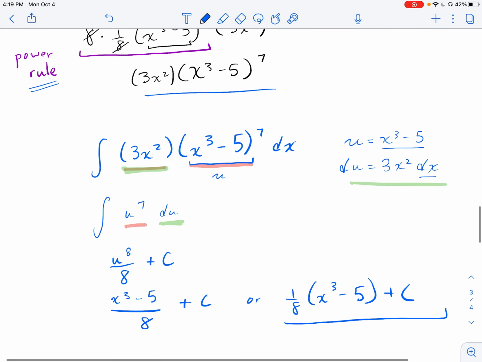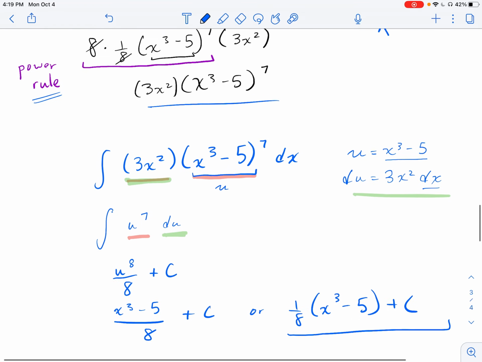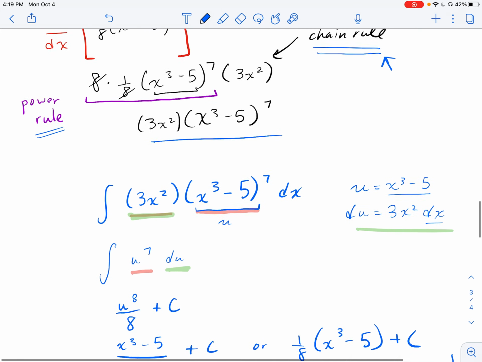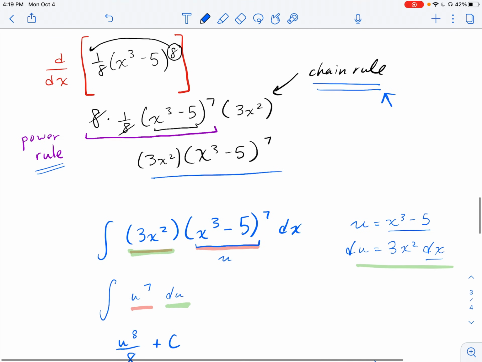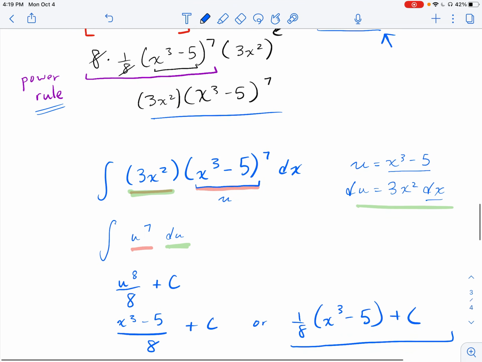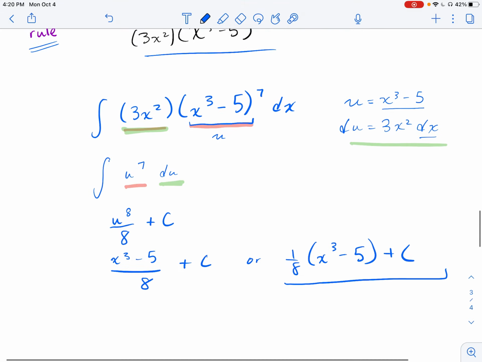Now, what about that plus c? Well, we know that that constant actually doesn't matter too much. In this case, we could find the derivative of any constant, and we would have still resulted in the same function here, because the derivative of any constant is 0. So this concept here is the idea of reversing the chain rule, or what we call u-substitution.